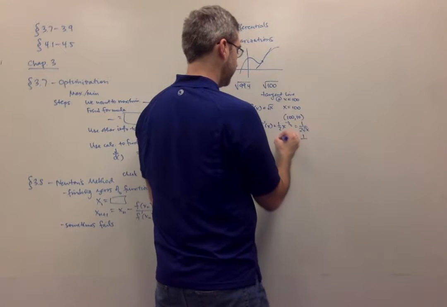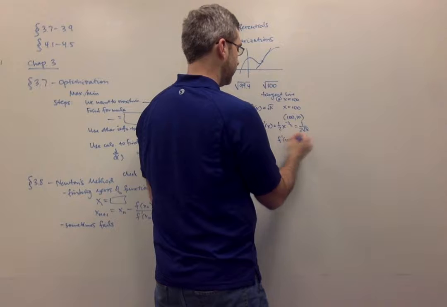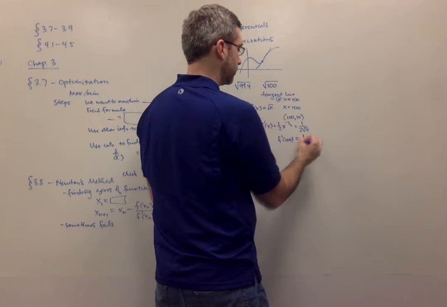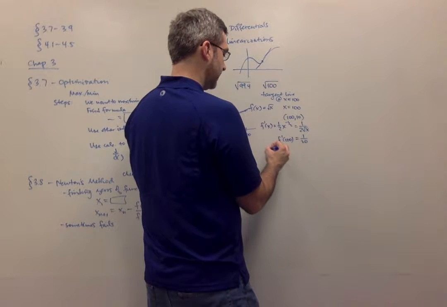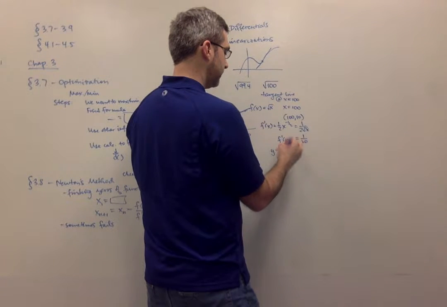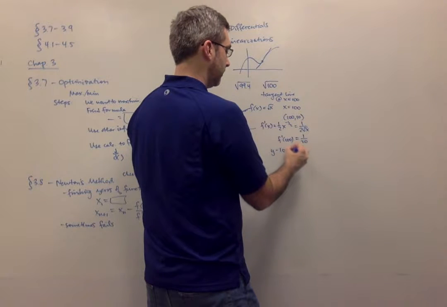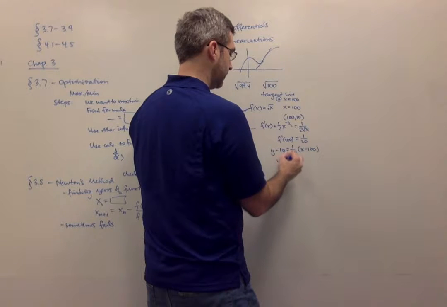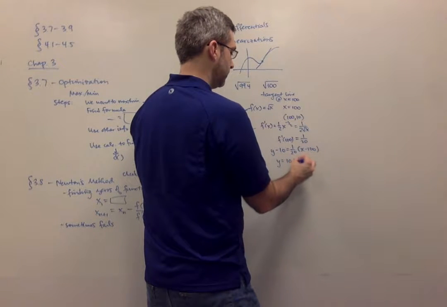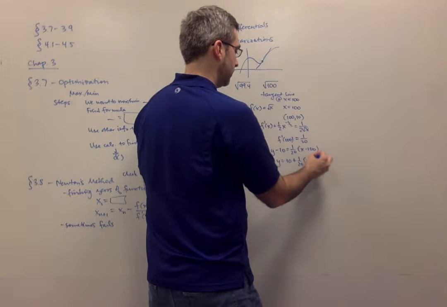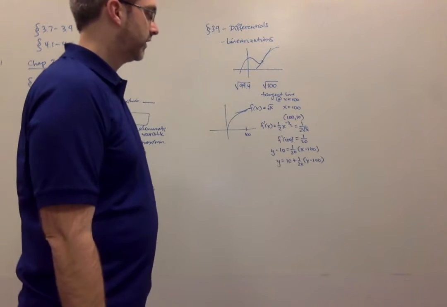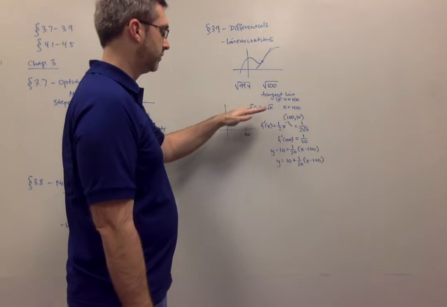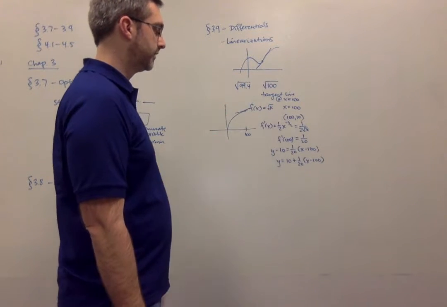And so if I want the derivative at 100, that's a derivative everywhere. If I want the derivative at 100, that's going to be 1 over 20. So the tangent line is y minus y1 equals slope times x minus x1. In other words, the tangent line is y equals 10 plus 1/20 times (x minus 100). That's this tangent line at 100 as opposed to the function near 100.